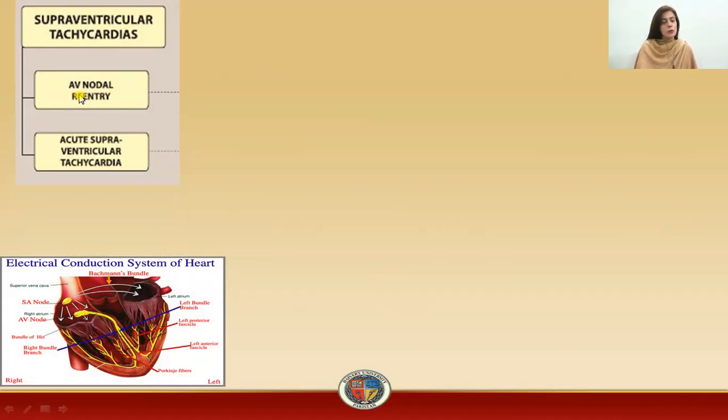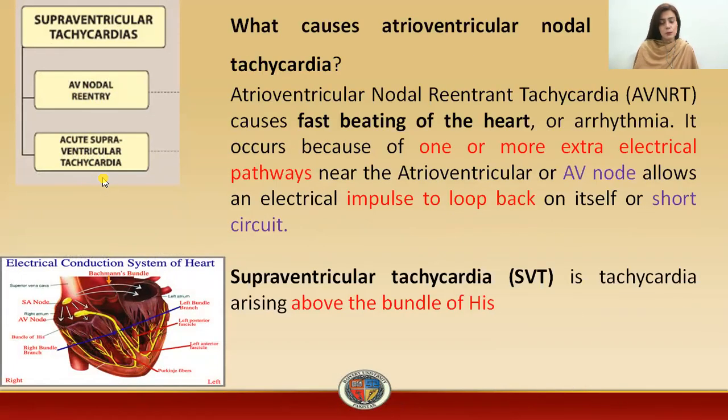Now coming towards the second type, that is supraventricular tachycardia, which is also of two types, that is AV nodal re-entry and acute supraventricular tachycardia. Now, what is the difference between both terms? When we talk about AV nodal re-entry, atrioventricular nodal re-entrant tachycardia, it means there is an extra pathway which is involved in your impulse.